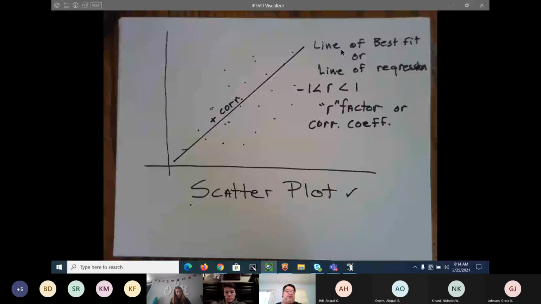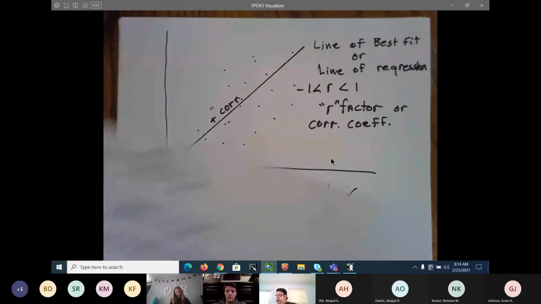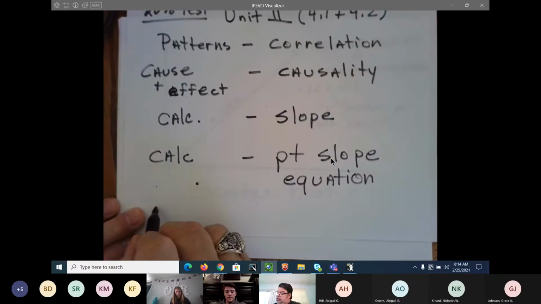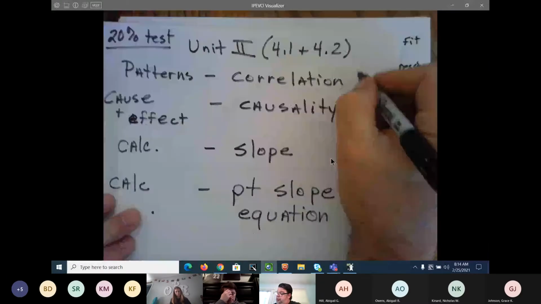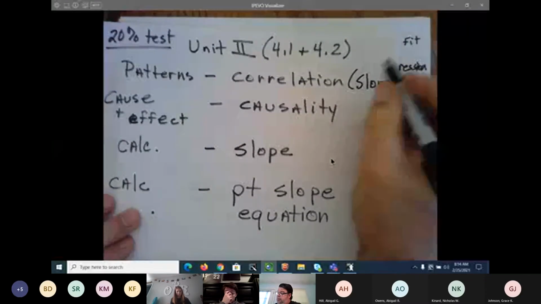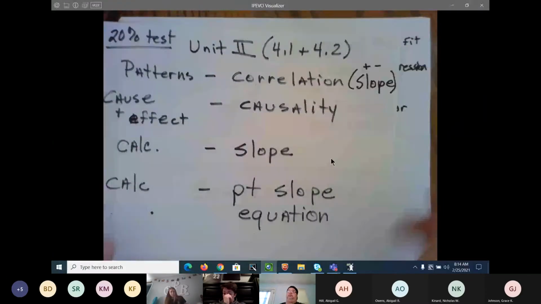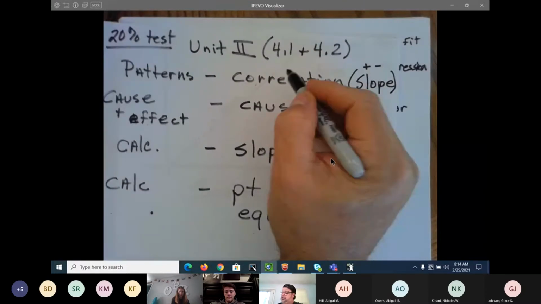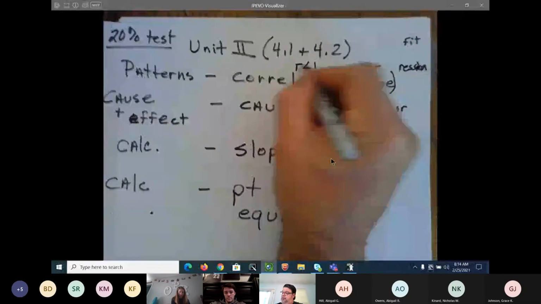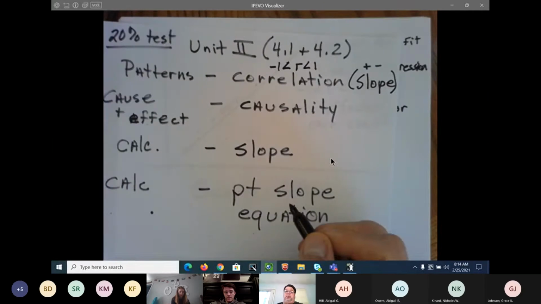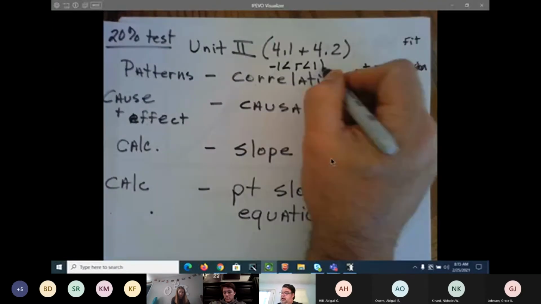Now, why did I call it a positive correlation? Anybody know? Because it follows along a positive what? Slope. Correlation and slope are related only by the sign. If you have a positive correlation, that means you're going to have a positive slope. If you have a negative slope, that means you're going to have a negative correlation. The only difference between correlation and slope: correlation goes between 1 and -1. Slope can be any number. So write that down because that's very important.